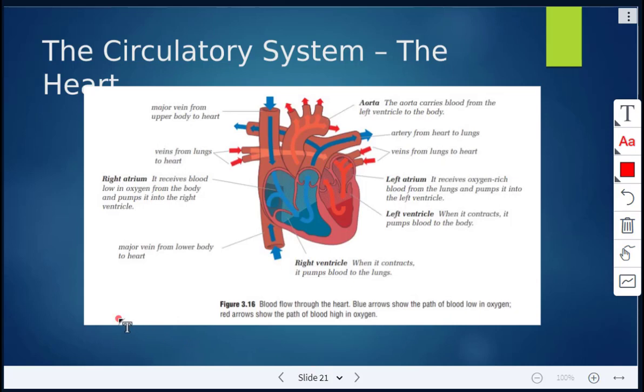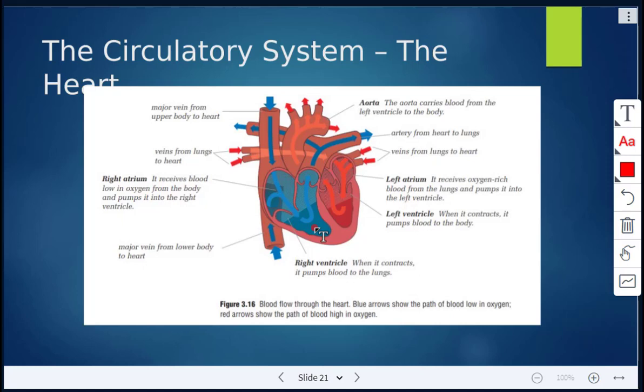Here is another diagram showing blood flow through the heart. Blue arrows are again showing the path of deoxygenated blood, blood that is low in oxygen, and the red arrows are showing the path of blood that's high in oxygen. The blood comes to the heart as blue because it is deoxygenated, and it enters here, the right atrium. From the right atrium, it'll flow to the right ventricle.